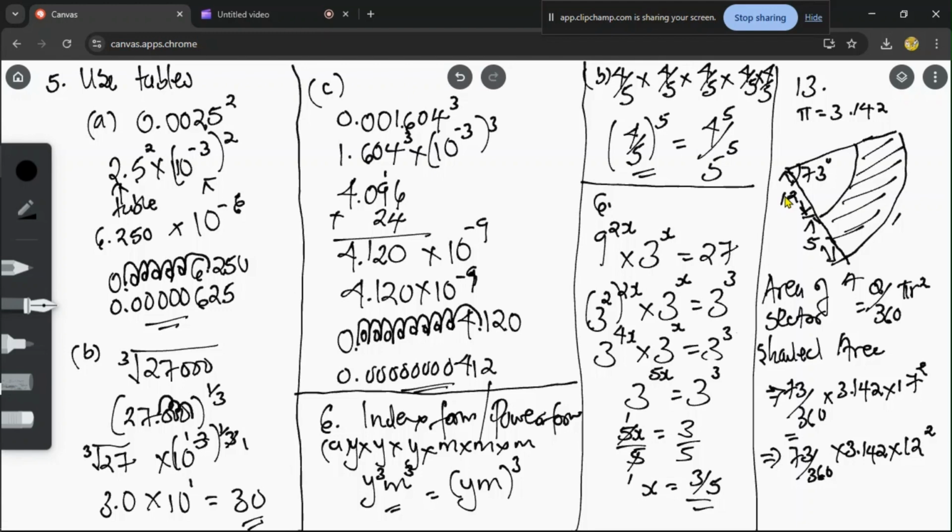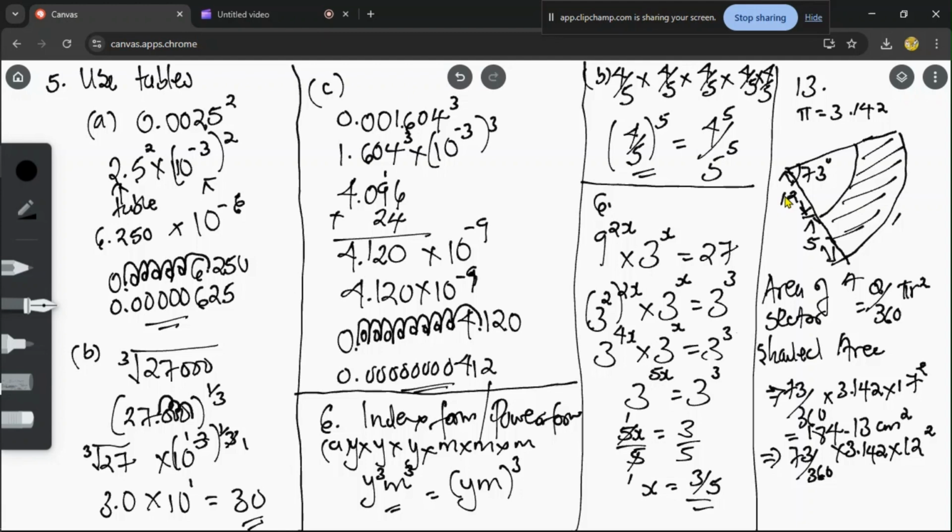If you work this one out using a calculator, let us take 73 all over 360. I multiply by 3.142, then I multiply by 17 squared. The answer here will be 184.13 to two decimal places. So this will be centimeters squared.